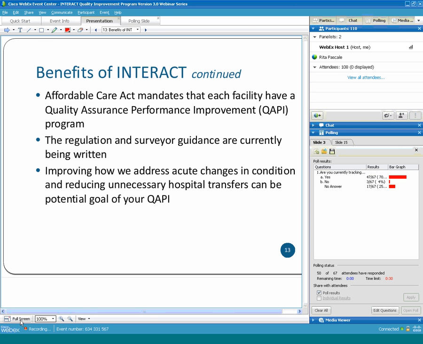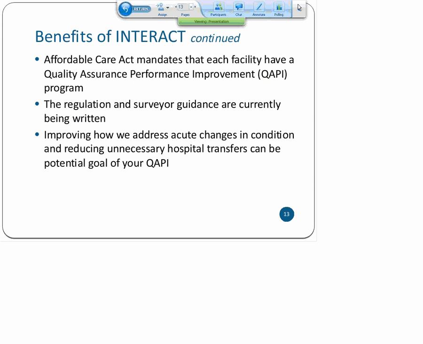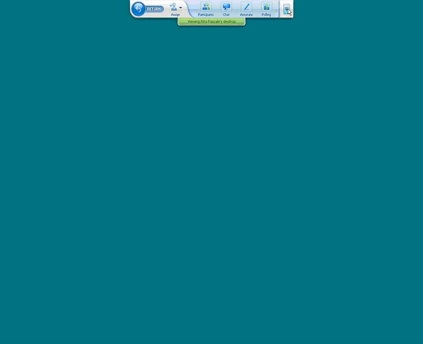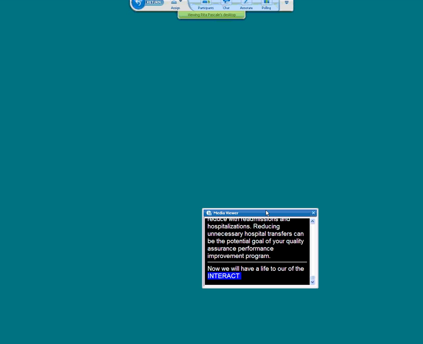And now we will have a live tour of the Interact website by Janet, who will take you through what's available on this website, how to navigate it, and how to use it.